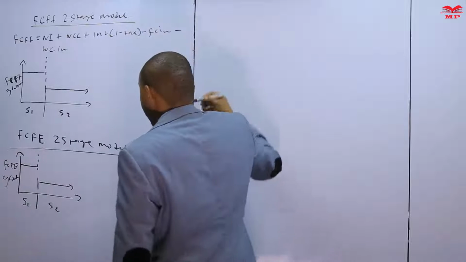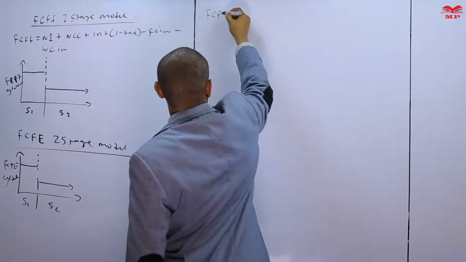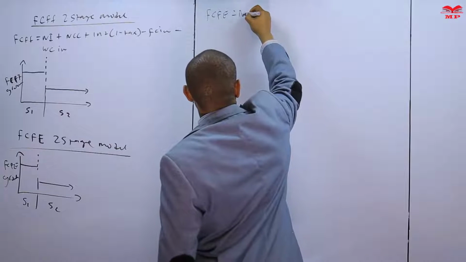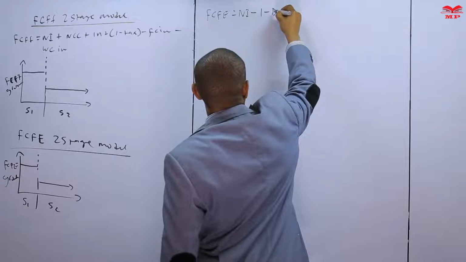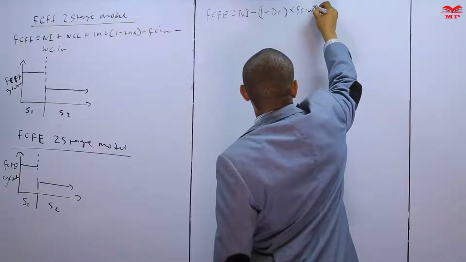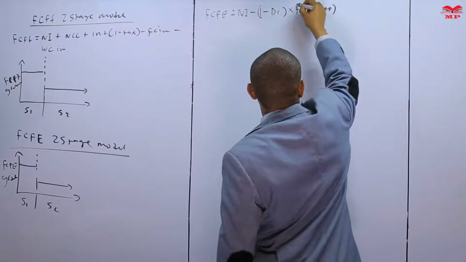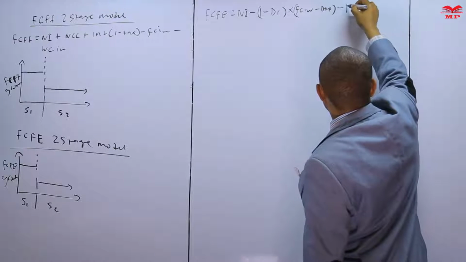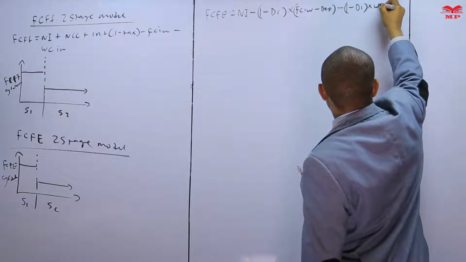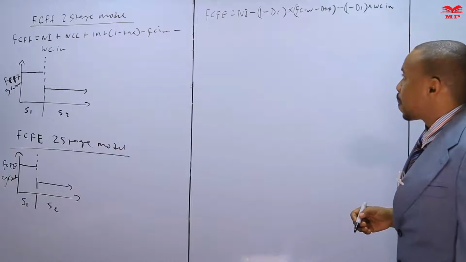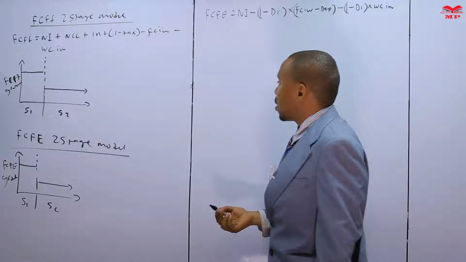Now, in the FCFE, the inputs towards calculating the FCFE in the two-stage include: we start with net income, minus (1 minus debt ratio) multiplied by fixed capital investments net of depreciation. Then we minus (1 minus debt ratio) again, multiplied by working capital investments. That is the model for the two-stage FCFE. To demonstrate this two-stage FCFE, let's look at an example.